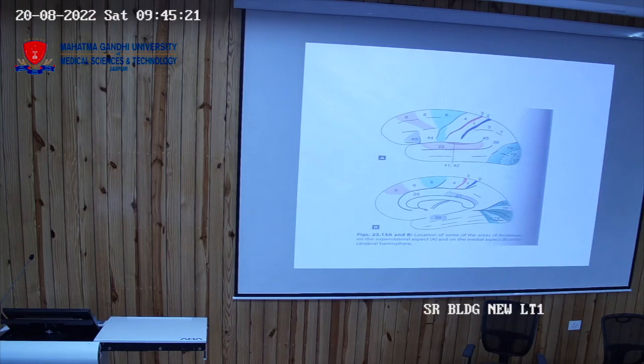After this, I come to the occipital lobe. In the occipital lobe, this is the calcarine sulcus. Along the posterior part of the calcarine sulcus, there is area number 17. Area number 17 is the primary visual area. And just above the primary visual area, areas 18 and 19 are the secondary visual area or the association visual area.